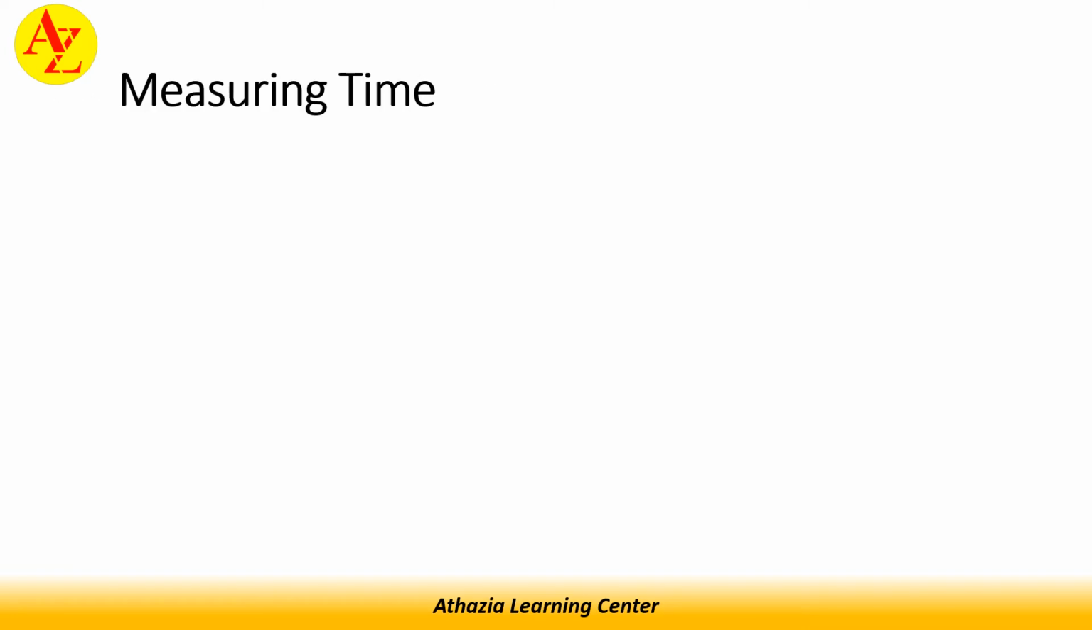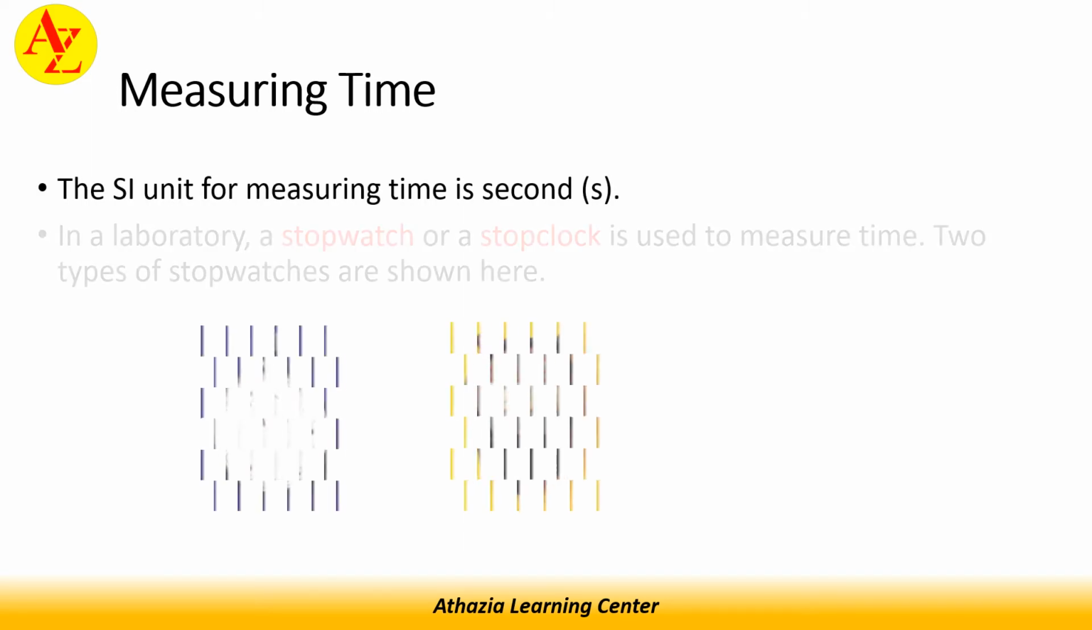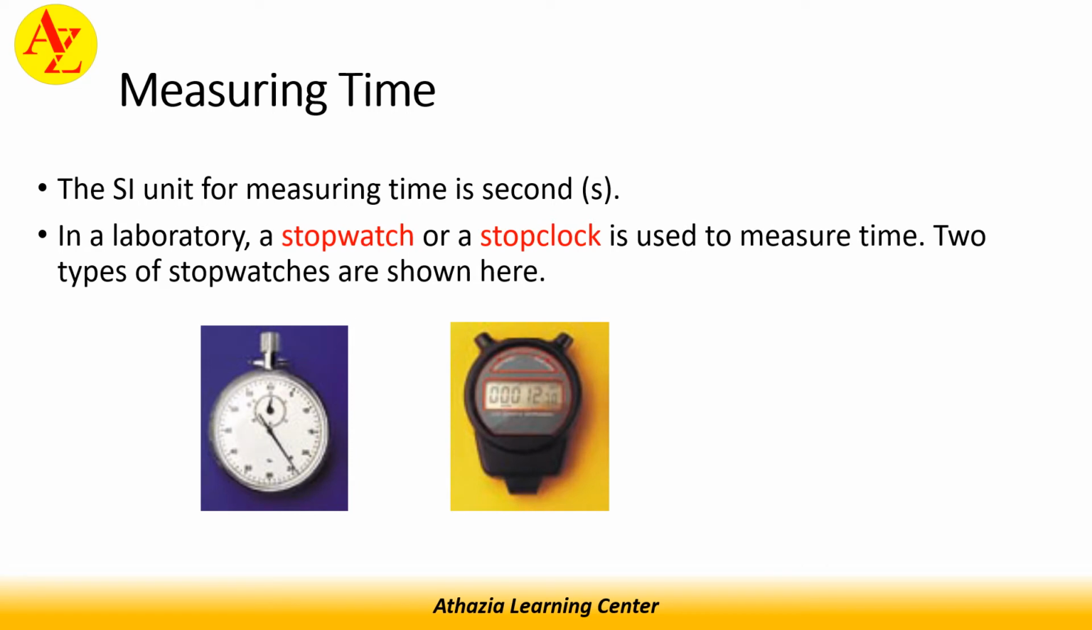For measuring time, the SI unit is seconds. In the laboratory, a stopwatch or a stop clock is used to measure time. Two types of stopwatch are shown here. One is analog, the other one is digital.